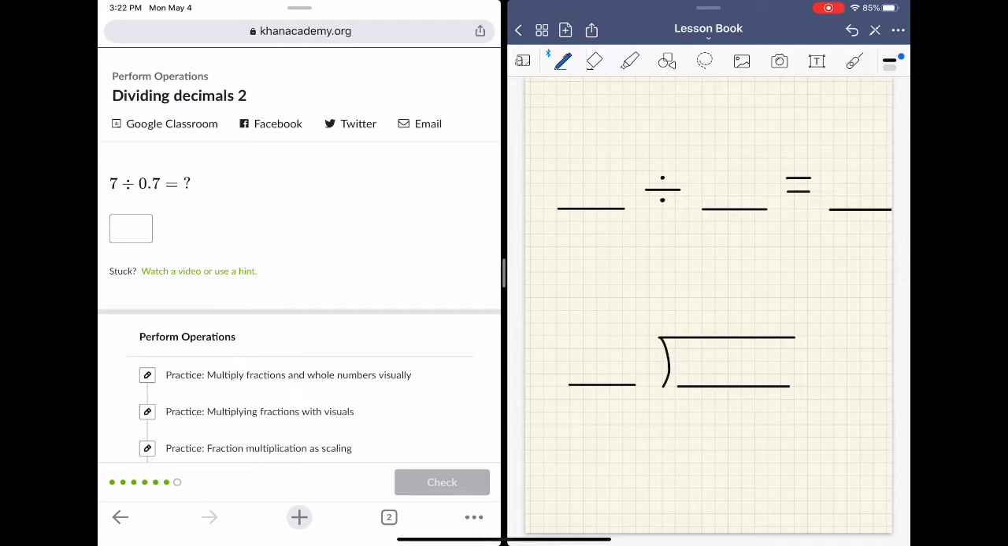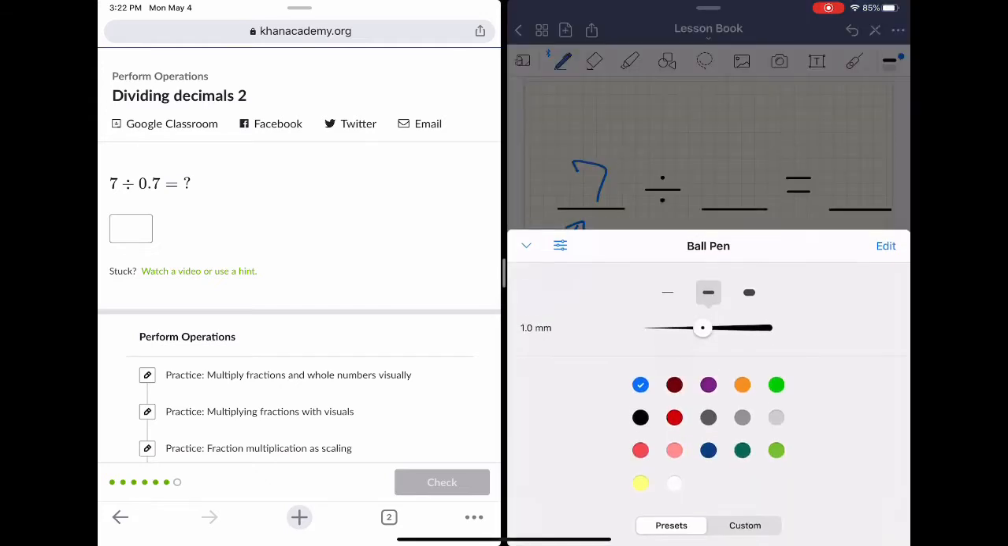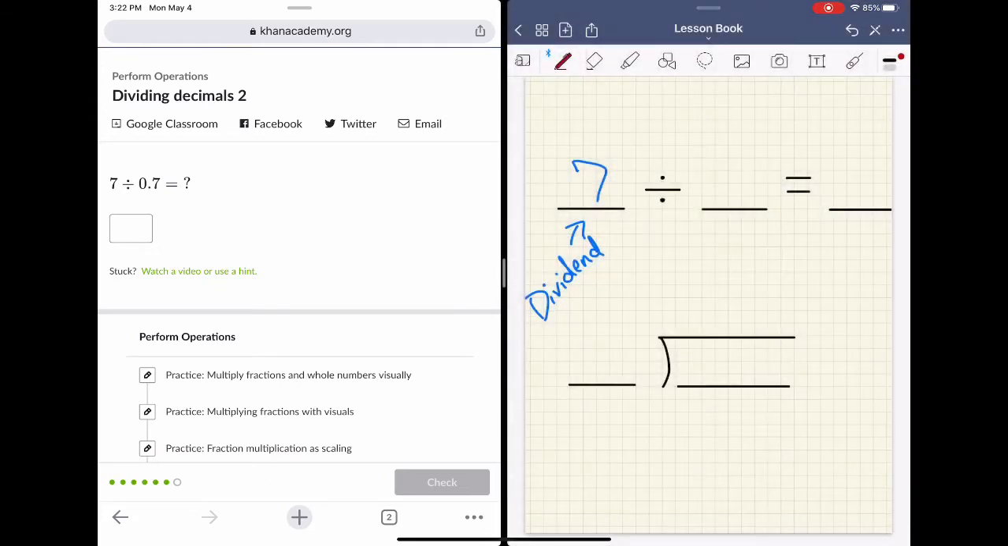So we have the problem 7 divided by 0.7. In any division problem, when it's written in this form, the first number, in this case 7, is called your dividend. The dividend is the number that is being divided. Now the second number in this kind of division problem is called your divisor. That is the number being divided into your dividend. We are dividing 7 by 0.7.